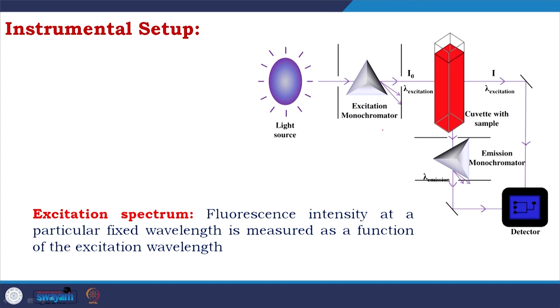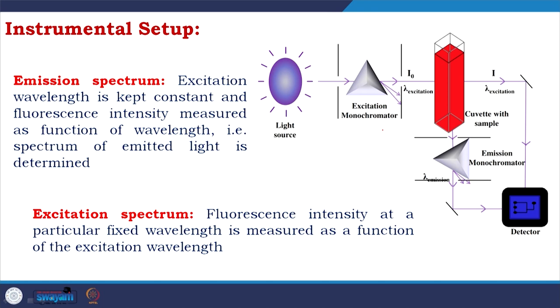The excitation spectrum is where the fluorescence intensity at a particular fixed wavelength is measured as a function of the excitation wavelength. In the emission spectrum, the excitation wavelength is kept constant and fluorescence intensity is measured as a function of wavelength, that is, the spectrum of the emitted light is determined. You have seen the excitation and emission spectra, so we have already discussed. So, this comes through this process.